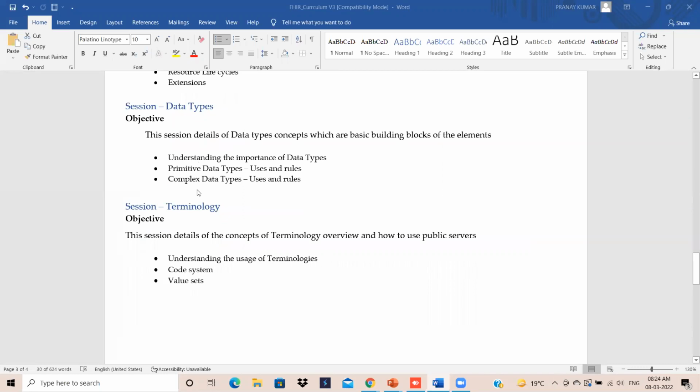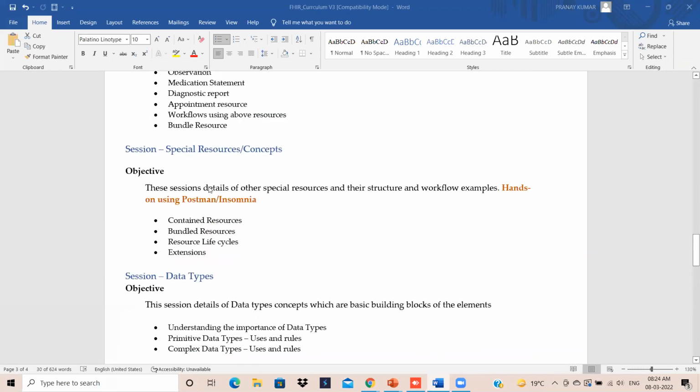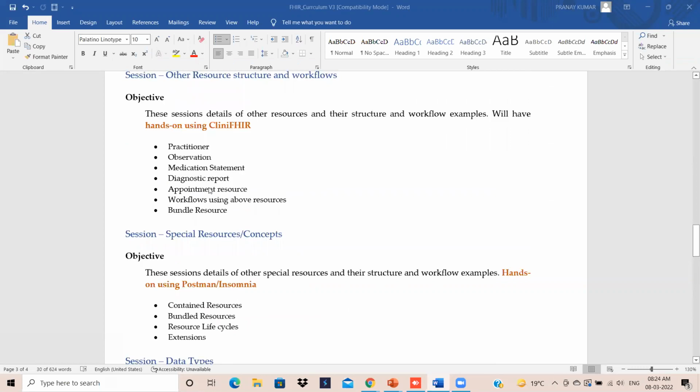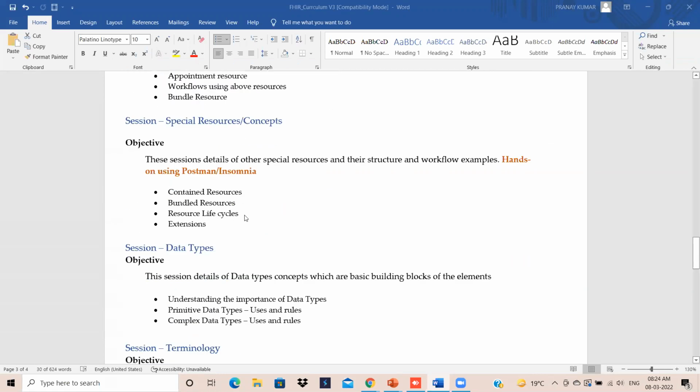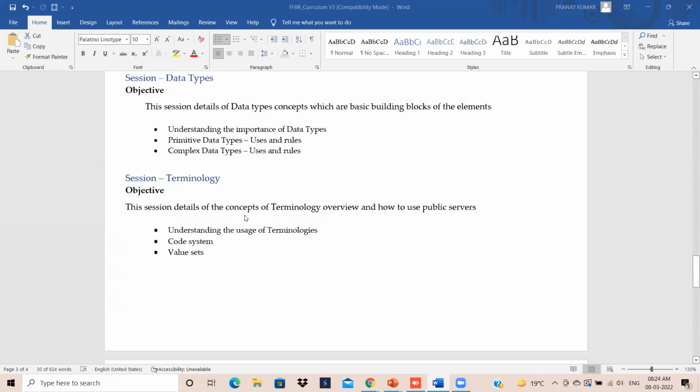And similar to HL7v2, we have data types in FHIR as well. So we'll talk about data types. By this time, we'll already be covering most of the data types as and when we encounter them while going through each of the resources. But still, we will try to cover the ones that we did not cover in the data type session.